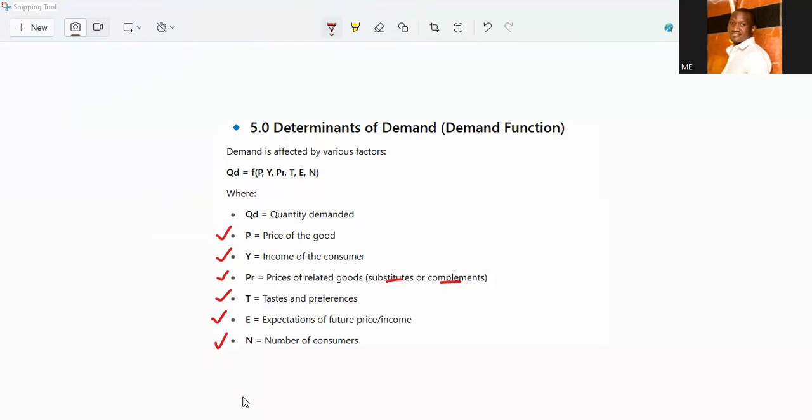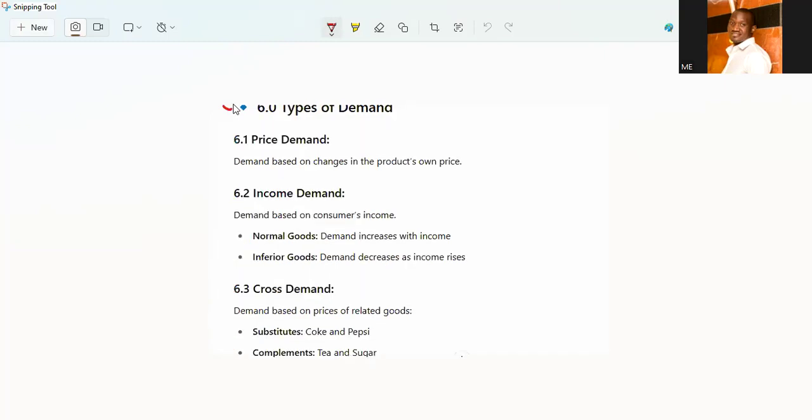And we talked about the types of goods that we have. What types of goods have we talked about? They're based on our demand. So we have what we call normal goods. They're based on income. So the types of goods are based on demand.